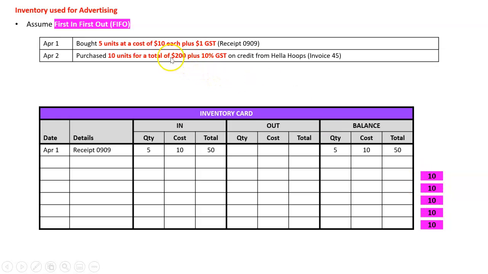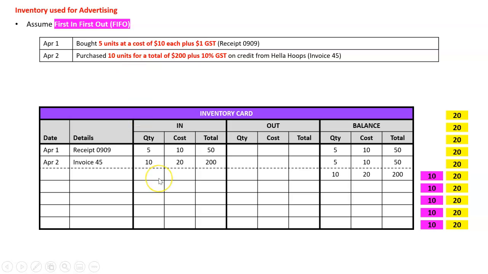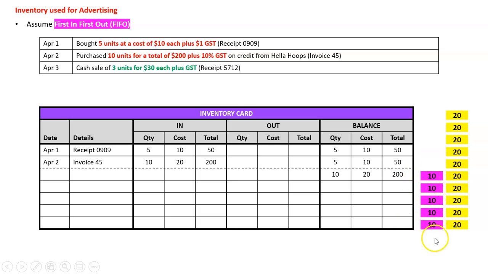Then we buy another 10 units for a total of $200 plus GST on credit from Hella Hoops, invoice 45. We don't want the GST, but we do need a unit price. So we've got a total of 200 for 10 units, so that's $20 each. April the 2nd is our date. The details are invoice 45, 10 in at 20 for a total of 200, and we assume, even though it's not true, that these $20 units are in a pile after the $10 units because they were first in.